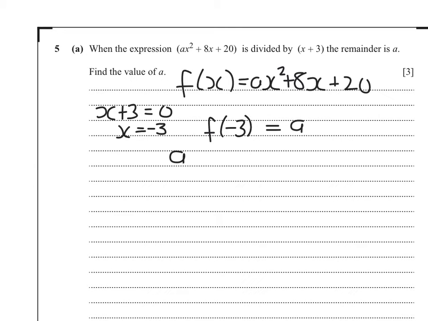A times minus 3 squared, so that's 9a. 8 times minus 3 is minus 24, plus 20 has to equal a. Rearranging the equation, 8a equals 4, so a must be 1/2.